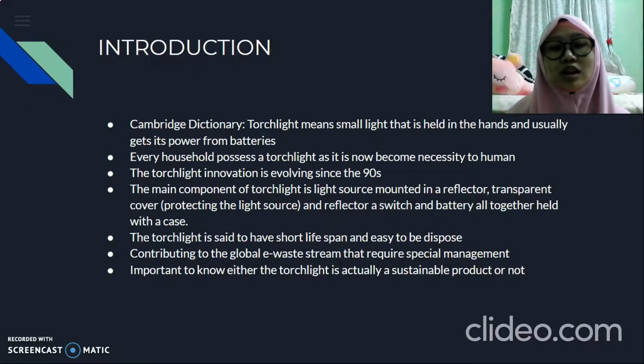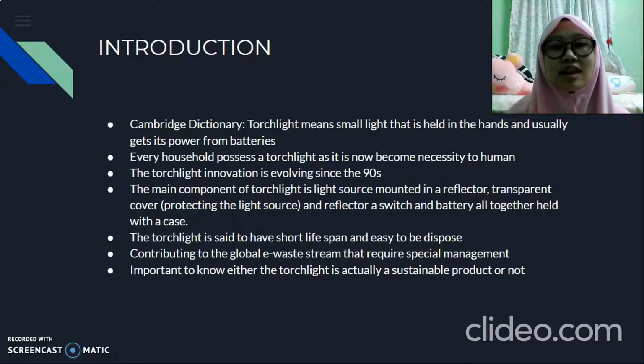The main components usually are a light source mounted in reflectors, a transparent cover protecting the light source, a switch, and a battery, all held together with a case. So in this project, we will have 15 components.